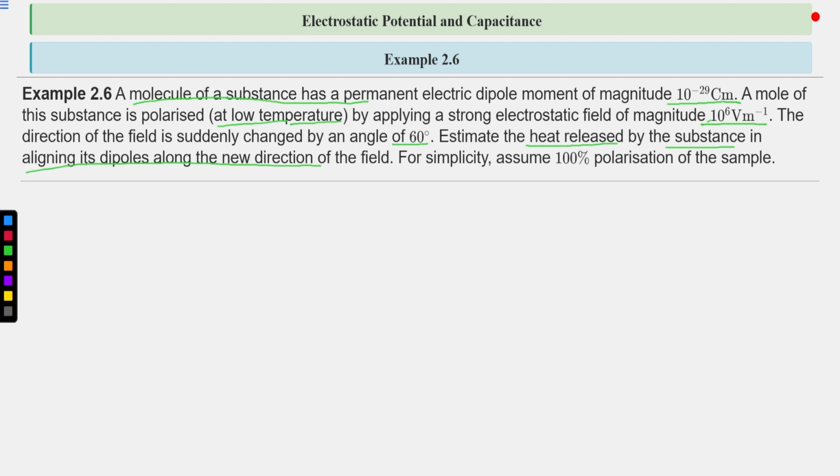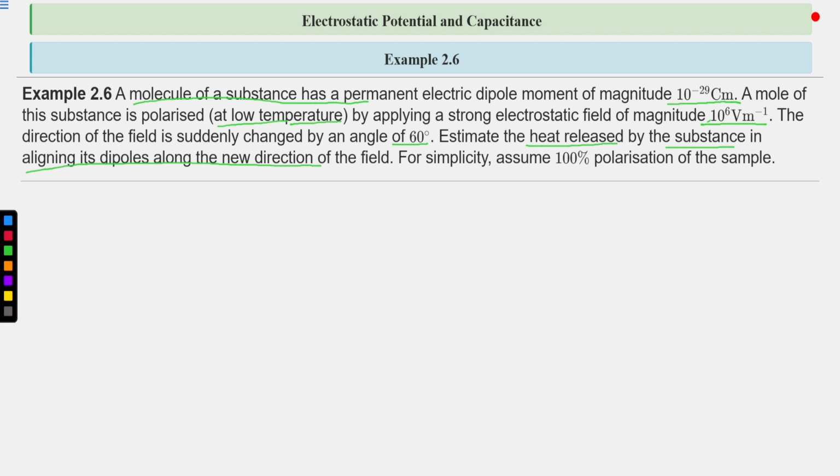Now we want to find how much heat is released by the substance in aligning the dipoles in the new direction. We have changed the direction of the electric field by 60 degrees. Now these dipoles tend to change their orientation and align themselves in the direction of the electric field to minimize the potential energy. So what is the heat lost?